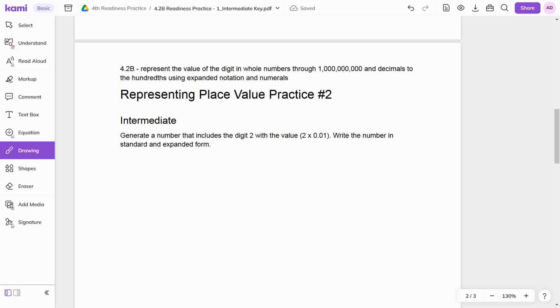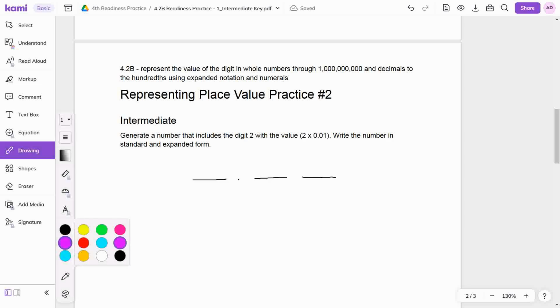Okay, so it doesn't tell me how big or small the number needs to be. So all I know is that it needs to have the digit 2 with the value of this 2 times 0.01. So we're looking at decimals. So that's 2 digits in. So at minimum, we need to have 3 digits. And I need to have a 2. I'm going to lock that in the 2 times 0.1.